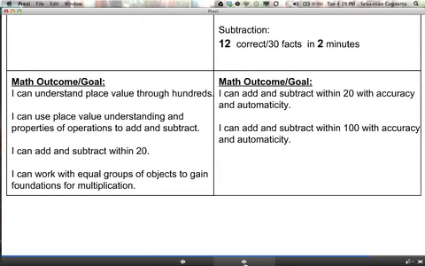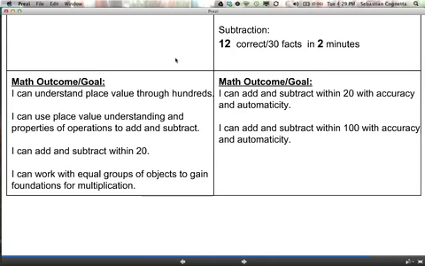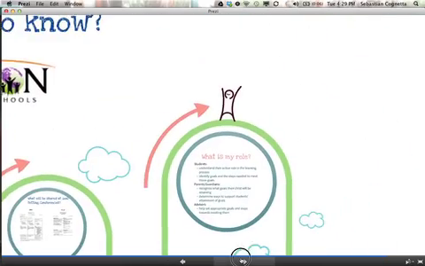The outcomes and the goals are synonymous in the math document. The goals are the exact language of the outcomes. And they, again, are derived by your child's current level of performance in basic fluency skills, as well as the level in the curriculum.